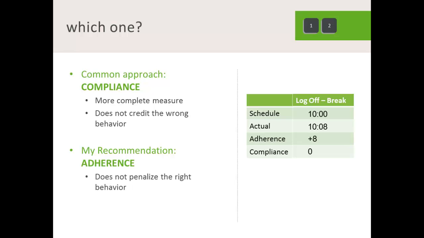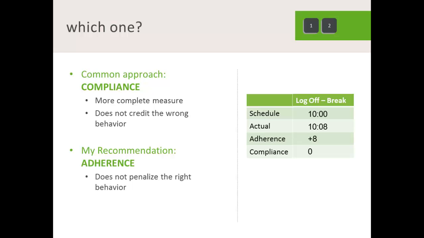And you can see each of these calculations does have a problem. Adherence runs the risk of crediting the wrong behavior. Compliance runs the risk of penalizing the right behavior. Between the two, I think penalizing the right behavior is far worse because most of our agents try to do the right thing most of the time.